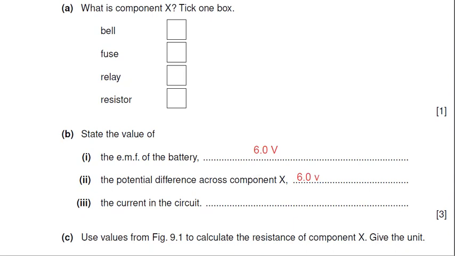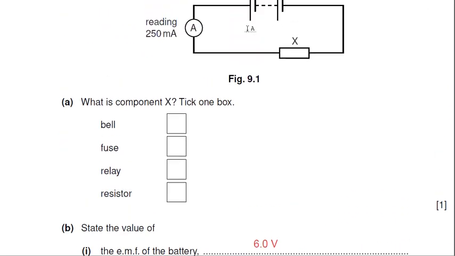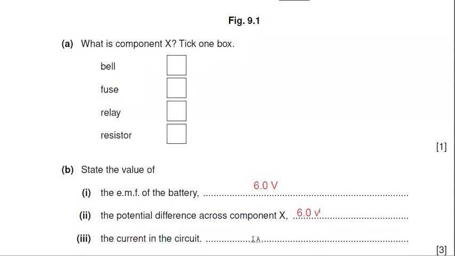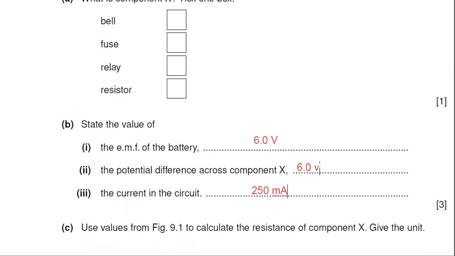The current in the circuit. The current in the circuit is 250 milliamperes. You should state this, that this is 250 milliamperes. Or you could say that it's 0.25 amperes. Both are right.